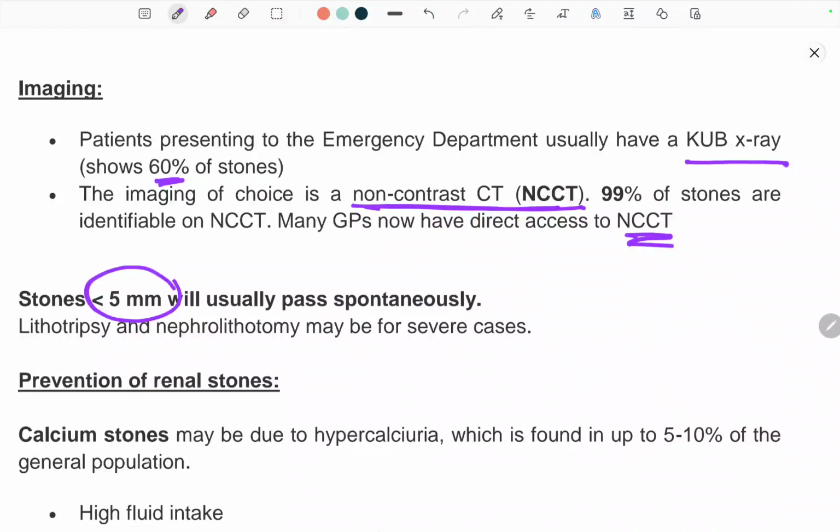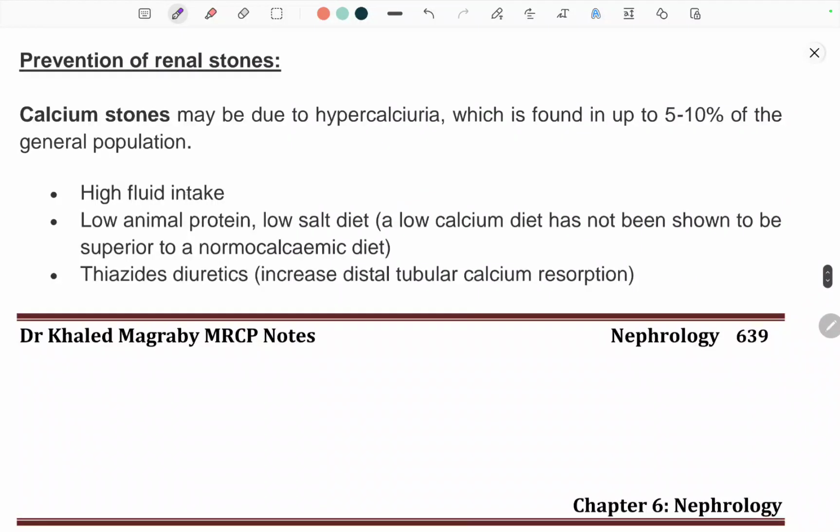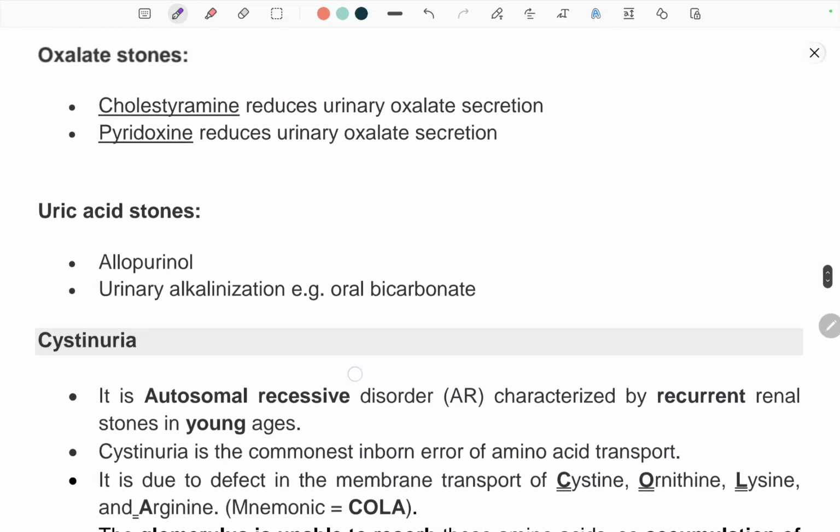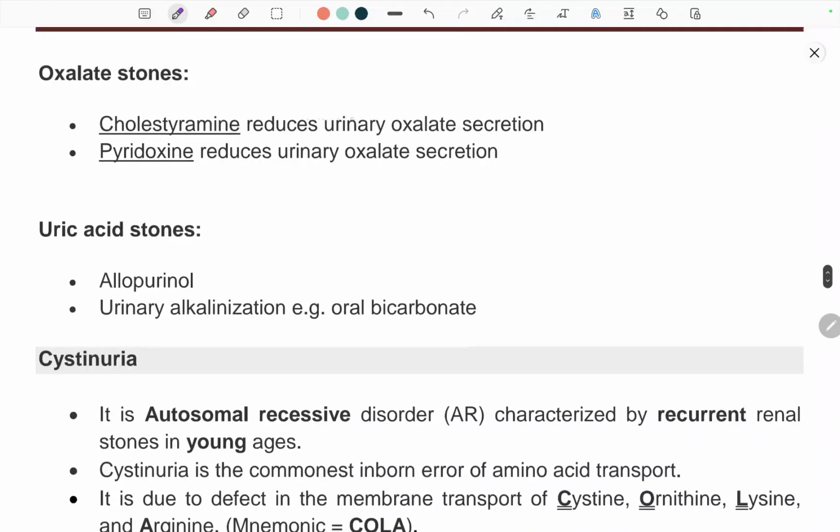Prevention: hypercalciuria is found in 5-10% of the general population. Advice is high fluid, low animal protein, low salt. Low calcium has not been shown to be superior to a normal calcium diet. Thiazide diuretics increase distal tubular calcium resorption. For oxalate stones, cholestyramine and pyridoxine reduce urinary oxalate secretion. For uric acid stones, allopurinol and urinary alkalization like oral bicarbonate.